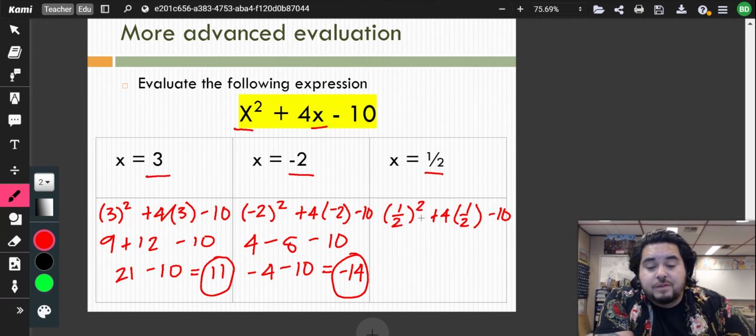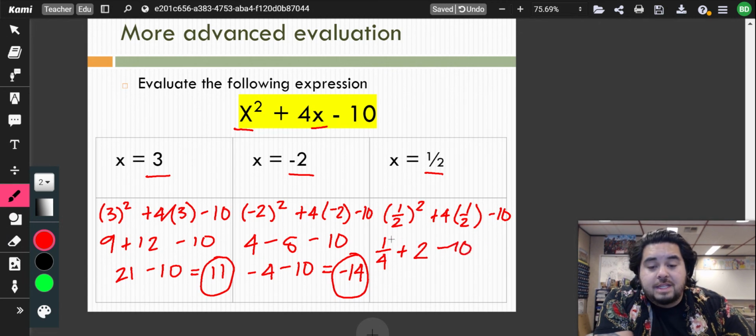So 1/2 squared, you could think about it two ways. 1/2 times 1/2, which is not hard, is going to be 1/4. Or you could think of it as square the top number, square the bottom number. Either way, you get 1/4. Okay, plus 4 times 1/2 is just half of 4, so that's going to give us 2. And then the minus 10 tags along.